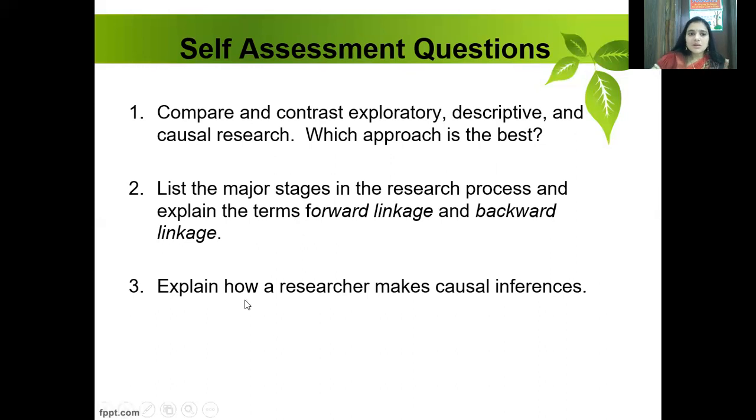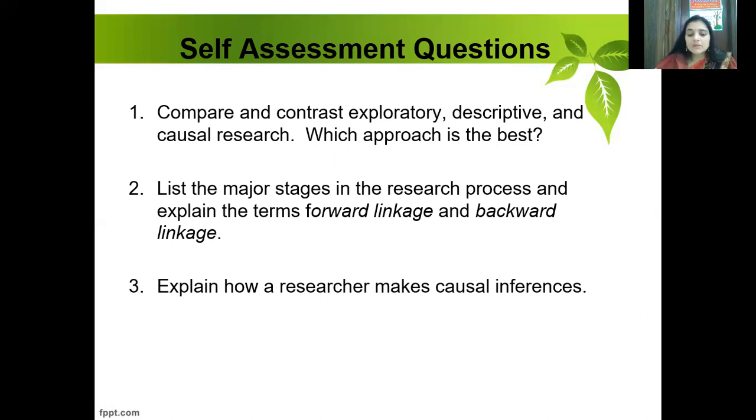Then second is list the major stages in research process and explain the term forward linkage and backward linkage. I hope it is very clear. You can actually list down the stages in the research process, but because we have just discussed all the stages and sub stages of the research process, so let us just list them once again.